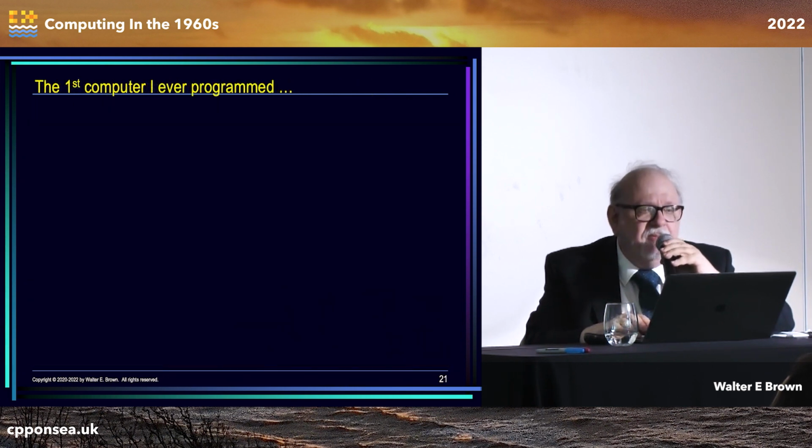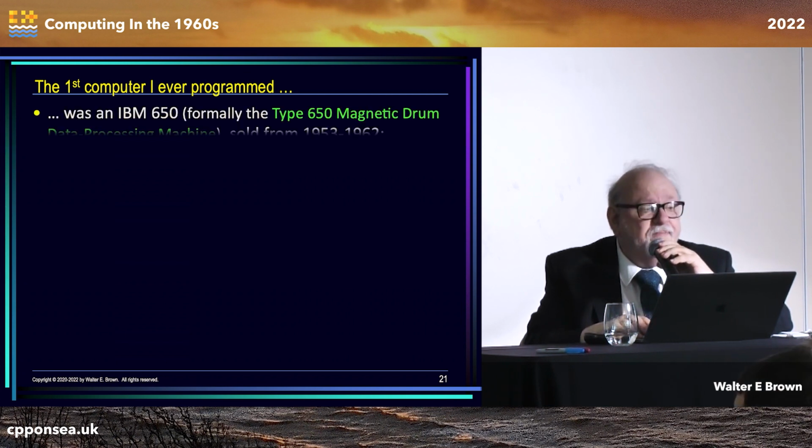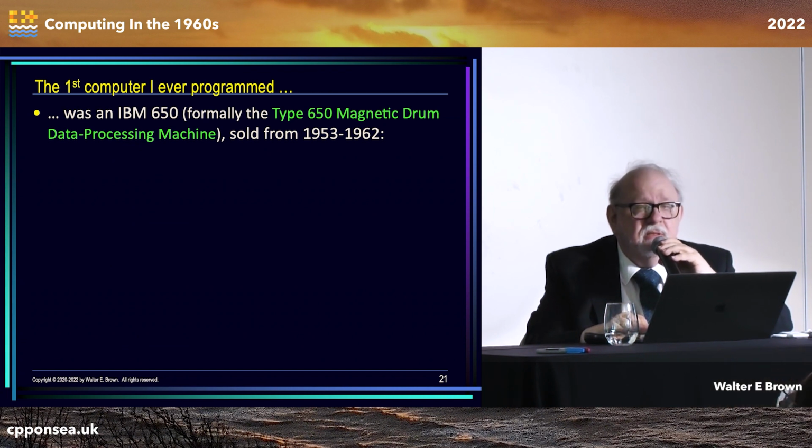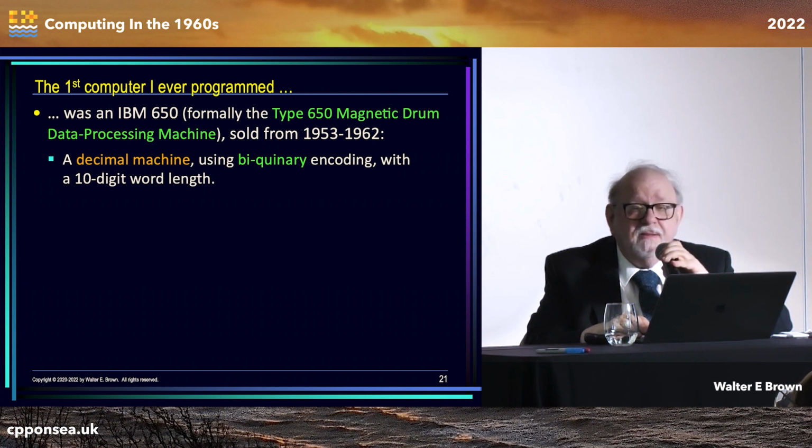So now let me tell you a little bit about the first computer that I ever programmed in a fashion that we would today consider programming. It was an IBM 650. It was marketed by IBM roughly in the 1950s, early into the 1960s. It was a decimal machine. It used biquinary encoding. It had a 10-digit word length, decimal digit.